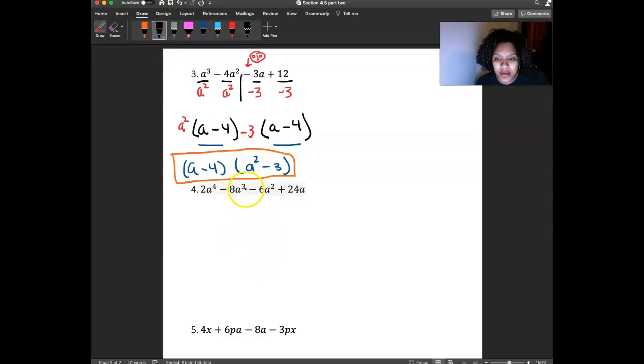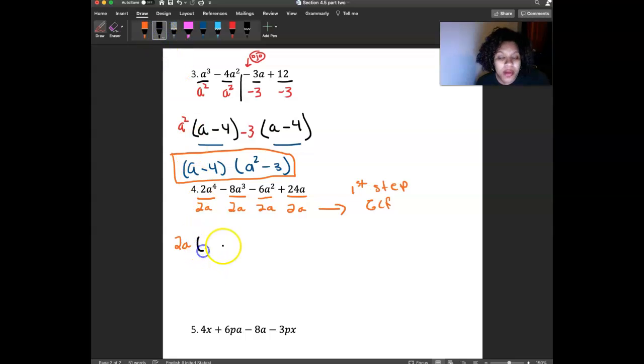Okay, we go to the next example. I do believe there is a GCF here. We have the number 2, a, 6, and 24. If I'm not mistaken, they are all divisible by 2. Right? Do they all have at least one a in common? Yes. They all have at least one a in common. So this right here is first step, GCF. So I'm going to put my GCF here in the front.